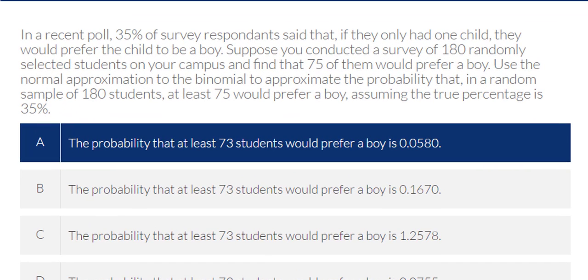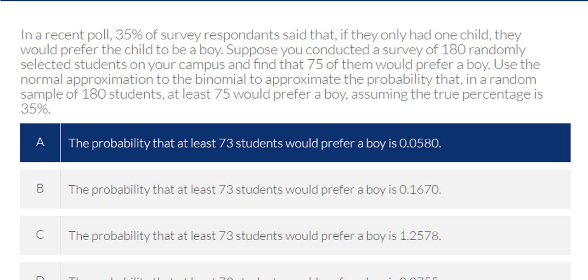Hello, I received a question concerning a knowledge check question from Unit 3, Learning Objective number 3. We're asked to use the normal approximation to the binomial to approximate the probability that in a random sample of 180 students, at least 75 would prefer a boy, assuming the true percentage is 35%. So how do we handle this problem?